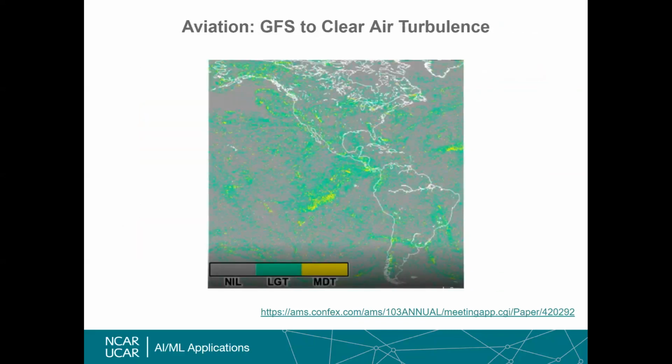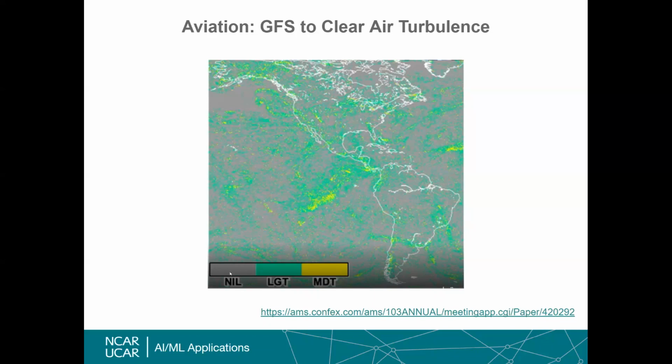Our next application here is for aviation. This is a tool that takes the GFS forecast. It trains it on PIREPS data, which is a commercial aviation data set that has data on a number of things. And so what this tool does is it translates GFS variables into something much more human usable and estimates clear air turbulence. So down here you can see the scale.